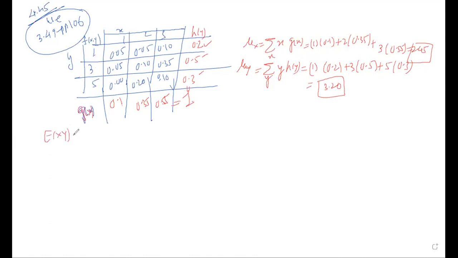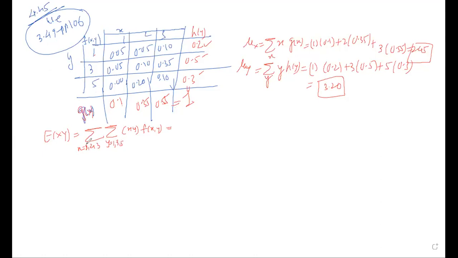So E of XY is equal to the summation and summation of x and y and f of x and y, where the summation index is over y equal to 1, 3, and 5, and x equal to 1, 2, and 3. Okay, guys, sounds good. So that is f of xy. All the values are given to us.